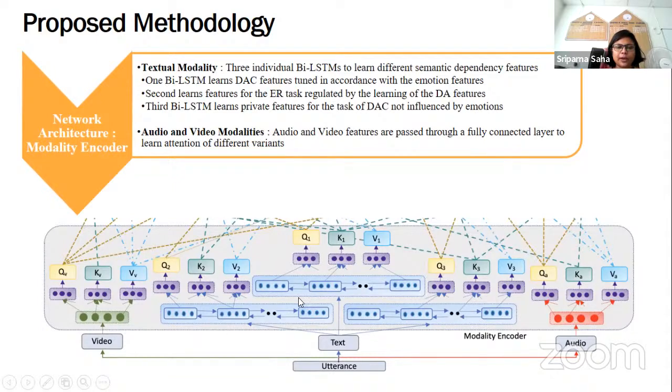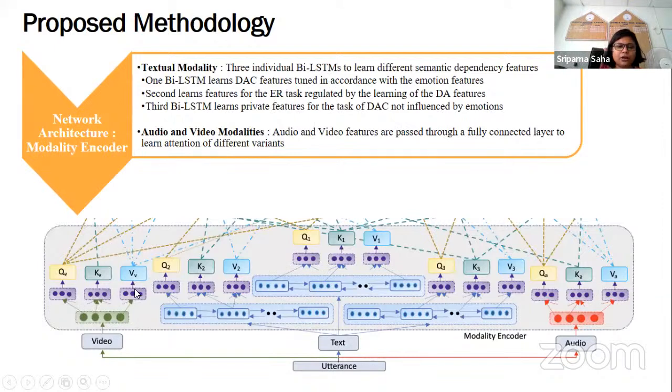Okay, so one BiLSTM is learning the dialogue act classification features tuned in accordance with the emotion features. The second BiLSTM learns features for the emotion recognition task regulated by the learning of the DA features. And the third BiLSTM learns private features for the DAC task not influenced by the emotions. So there are three different BiLSTMs.